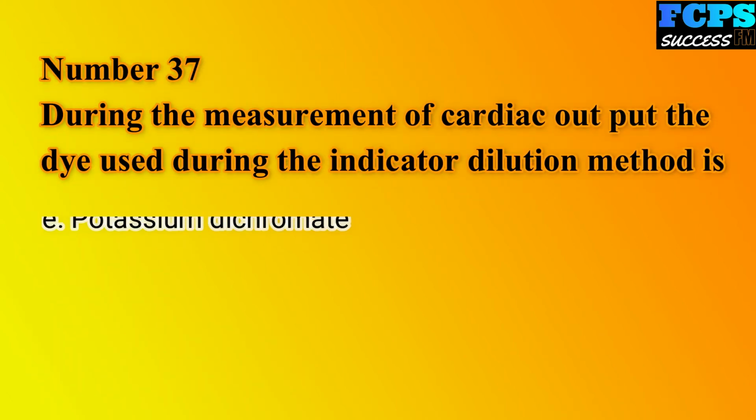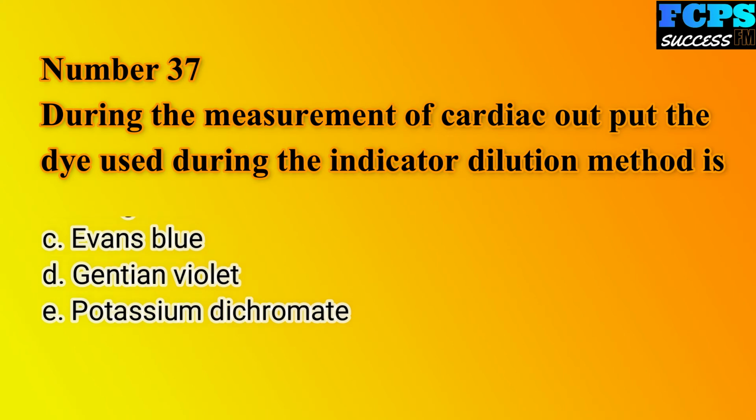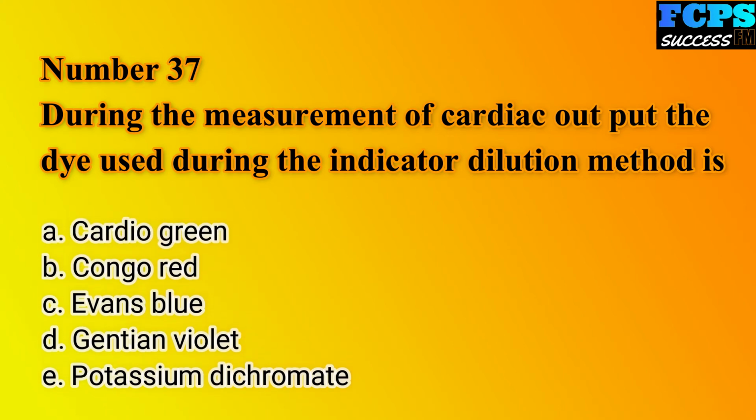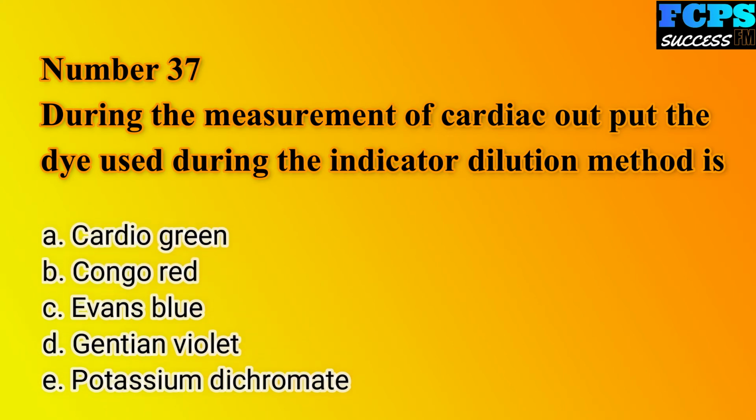Number 37. During the measurement of cardiac output, the dye used during the indicator dilution method is: A. Cardio green, B. Congo red, C. Evans blue, D. Gentian violet, E. Potassium dichromate. Correct option is A. Cardio green.